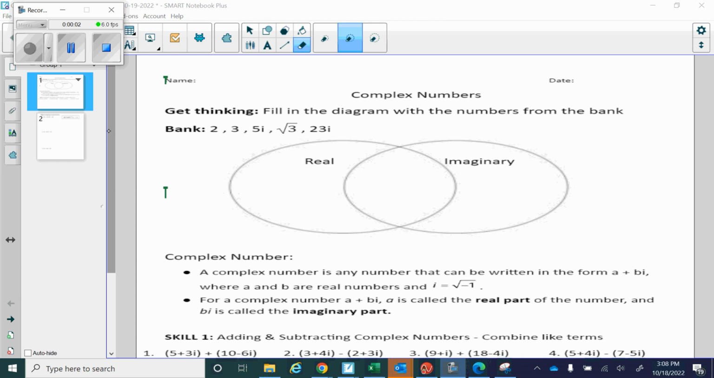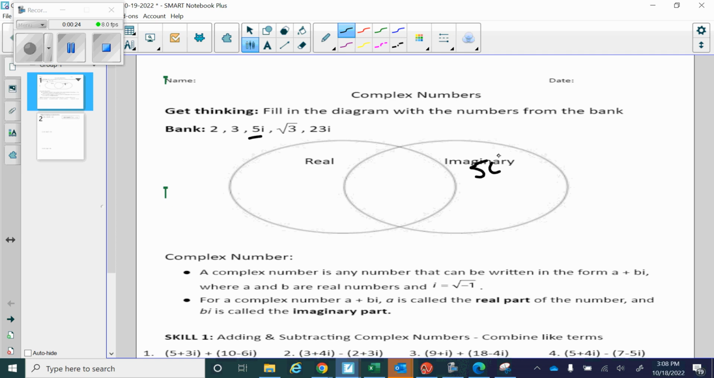All right, class. So yesterday we learned about imaginary numbers. And you remember imaginary numbers are a number times i, right? So for instance, here 5i is an imaginary number. So we fill in the diagram. Imaginary numbers will be 5i given here, 23i, and that's it.